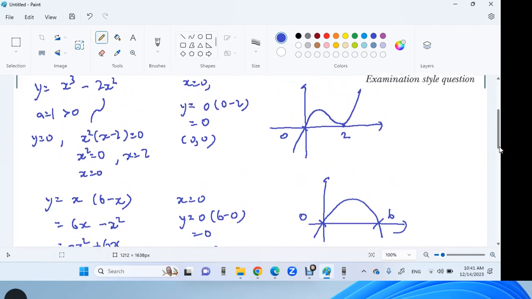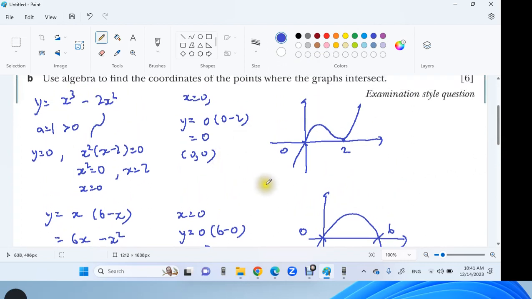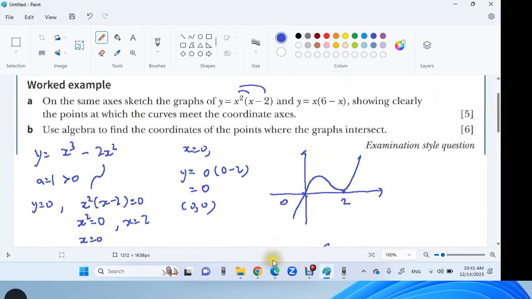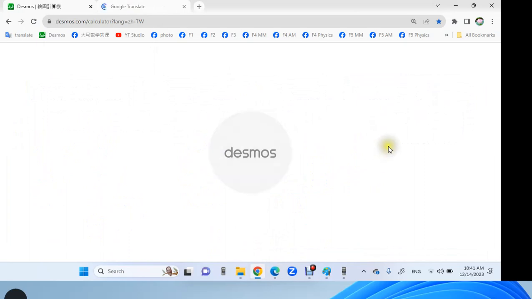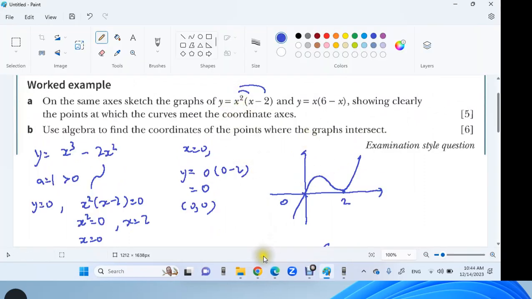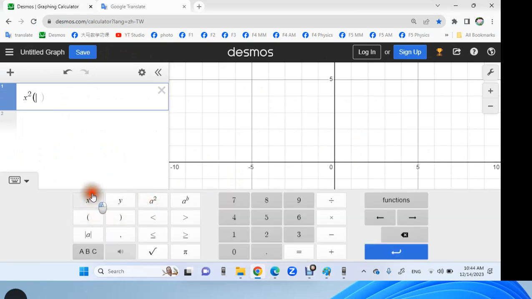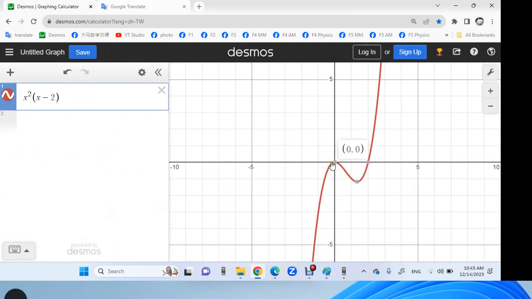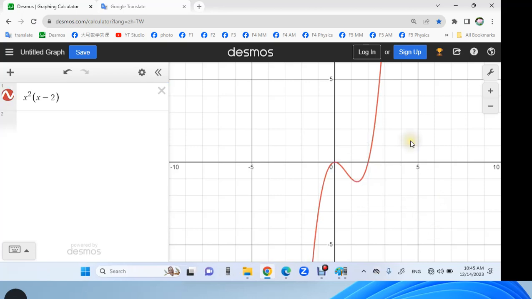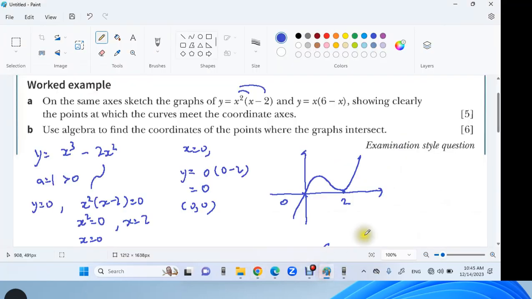Now for x squared (x minus 2), it will look like this. Oh, what I drew is wrong already, because we have (0, 0) and (2, 0) here. So what I drew just now is incorrect. The graph looks like this.